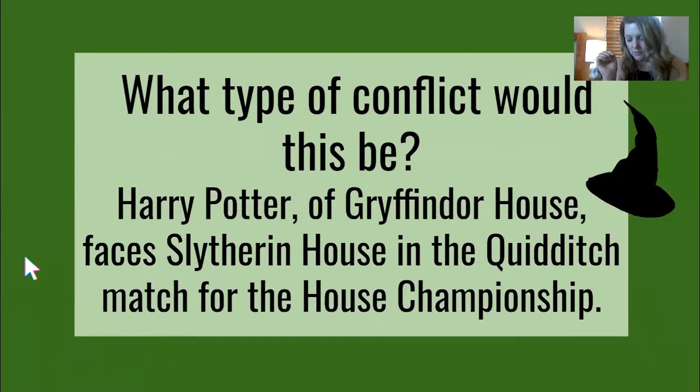Now, what about this one? I had to include this. So Harry Potter of Gryffindor House faces Slytherin House in the Quidditch match for the house championship. So it's house versus house in a match, a Quidditch match, and they're in the struggle for basically the award, right? The trophy, the house championship. So what type of a conflict would this be?